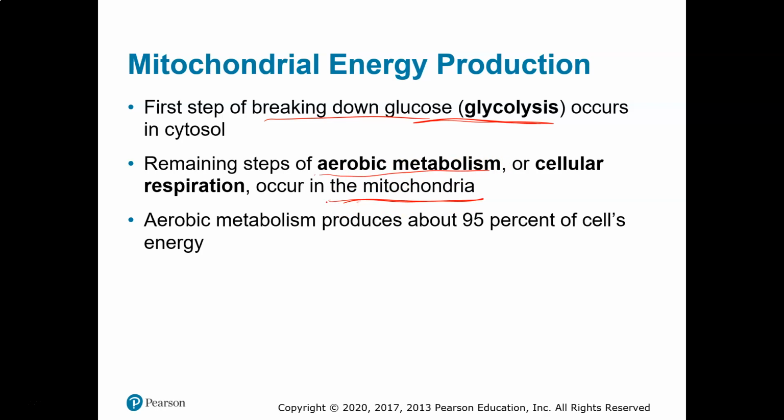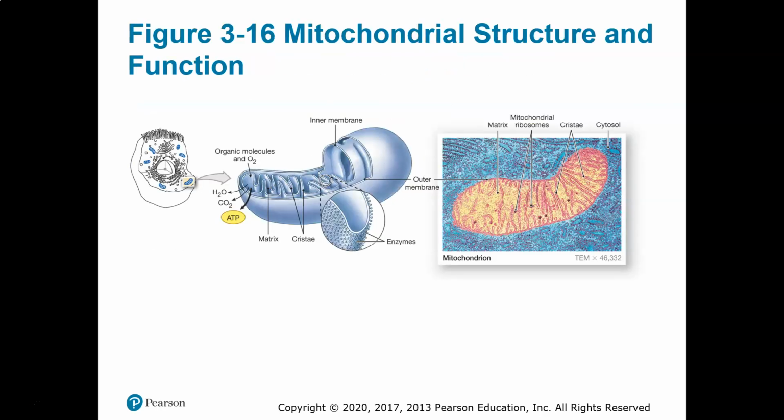Glycolysis occurs in the cytosol, in the fluid. This shows you the structure of the mitochondria. It has an outer membrane and a folded inner membrane, and the folds on the inner membrane are called cristae. And remember, anytime we're studying living things, when we see folds, like the folds of the plasma membrane that form microvilli, foldings increase surface area. So the mitochondria can produce much more ATP with the inner membrane being folded.